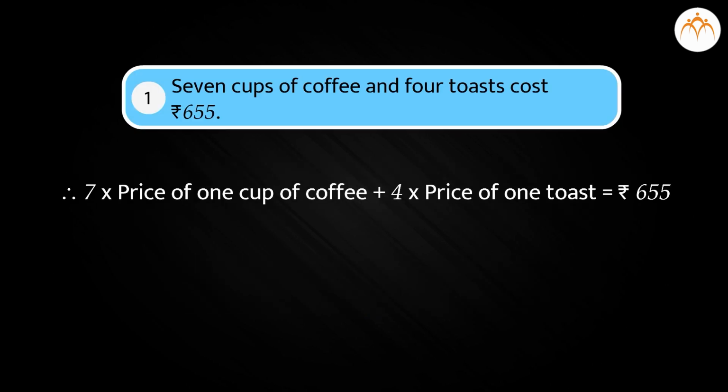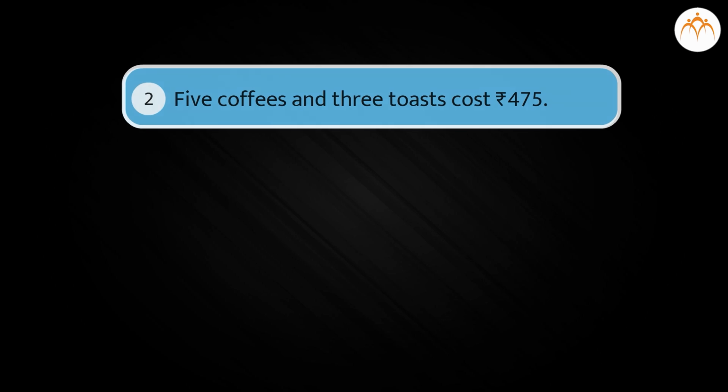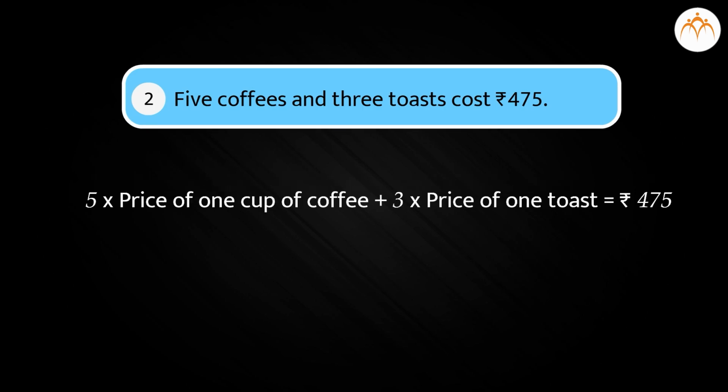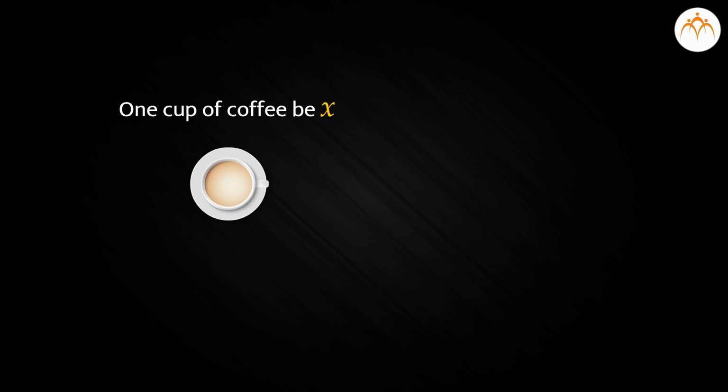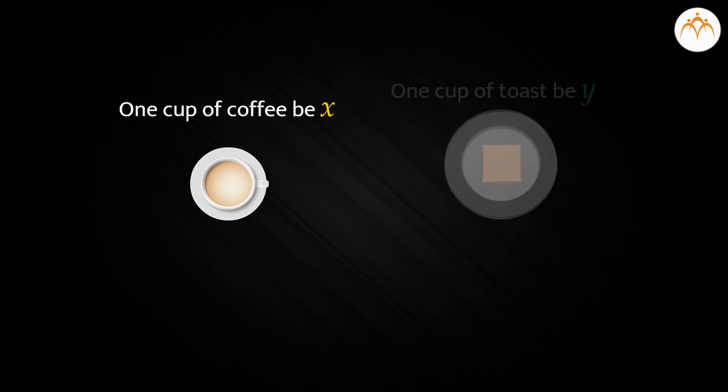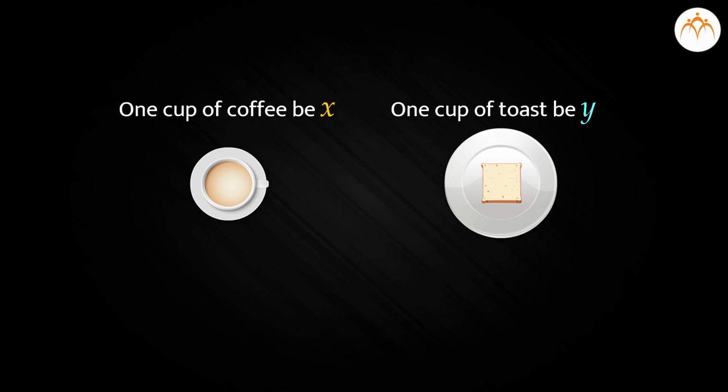Therefore, 7 into price of 1 cup of coffee plus 4 into price of 1 toast is equal to 655 rupees. And 5 into price of 1 cup of coffee plus 3 into price of 1 toast is equal to 475 rupees. 2 things are unknown here. We will use variables for them. Let the price of 1 cup of coffee be x and the price of 1 toast be y.